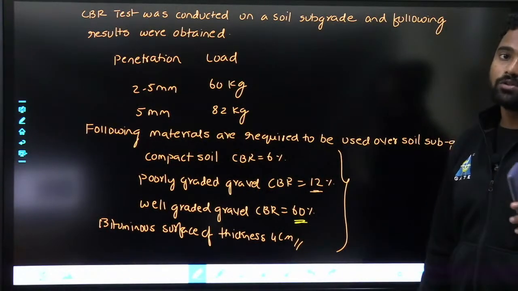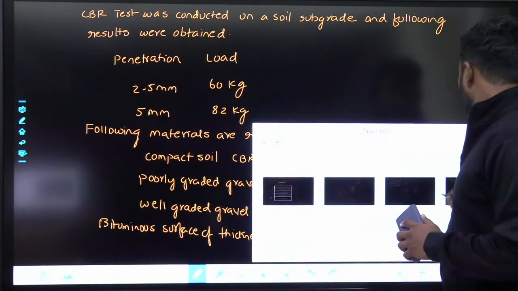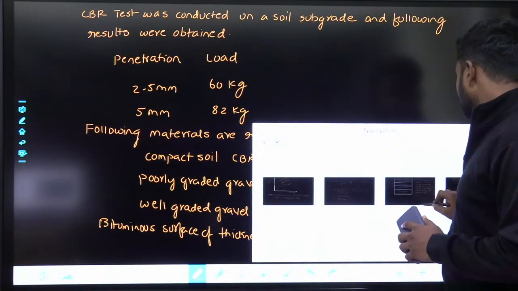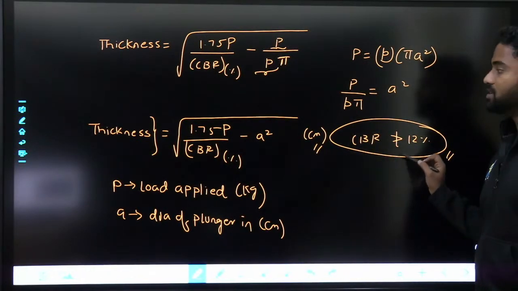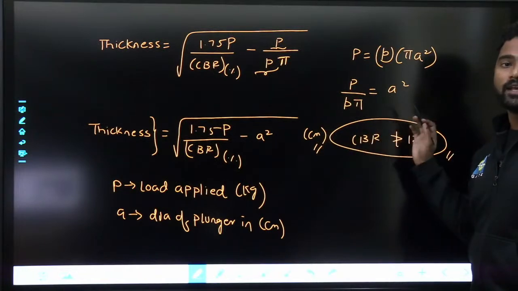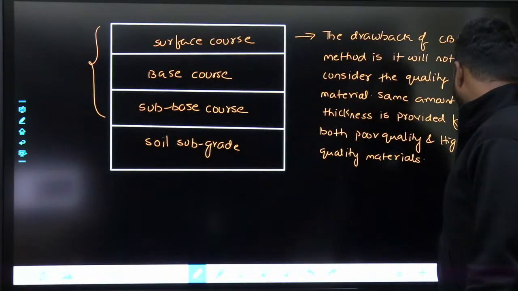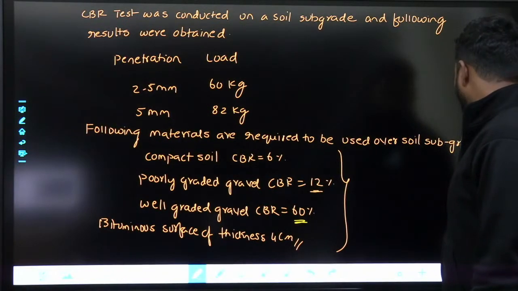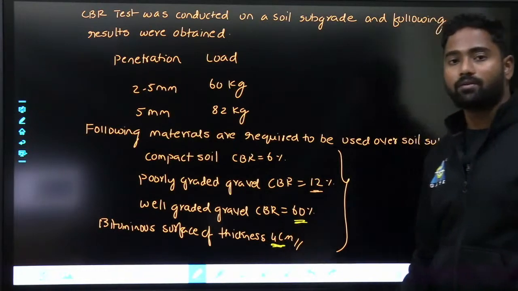I told you that equation, this equation here. This equation is valid only if CBR is less than 12%. If CBR is more than 12%, that equation is not valid. Since that equation is not valid, you can't use it. Then how you will calculate this is, thickness of bituminous course is already given as 4 centimeters.